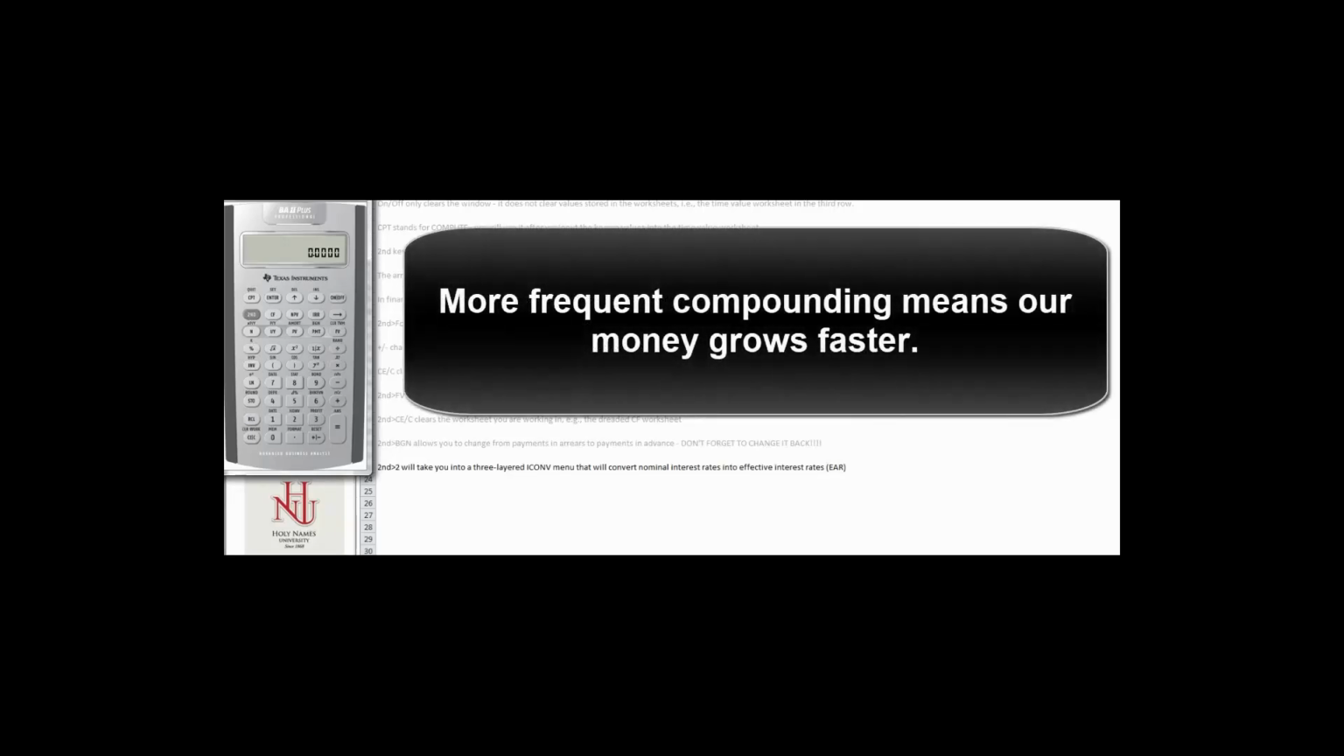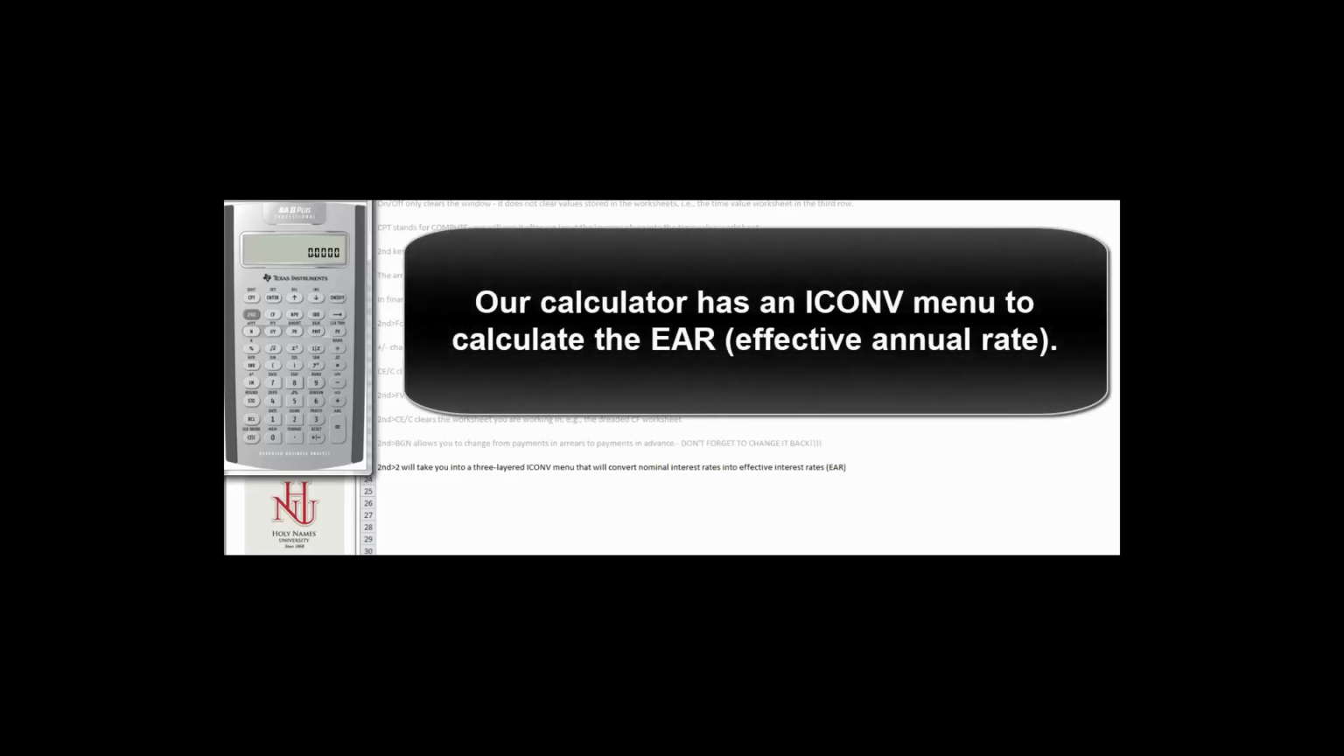The more often we compound, in other words, the more often the bank looks at, say, our savings account and adds interest to the principal and interest that's already in there, the higher the effective rate. So if we're looking at two different investments with different nominal rates and different compounding periods, to compare them, we have to use a concept called the effective annual rate. And our calculator will do that for us.